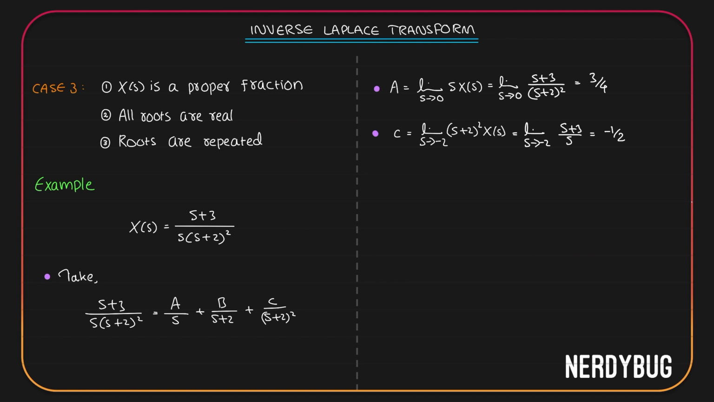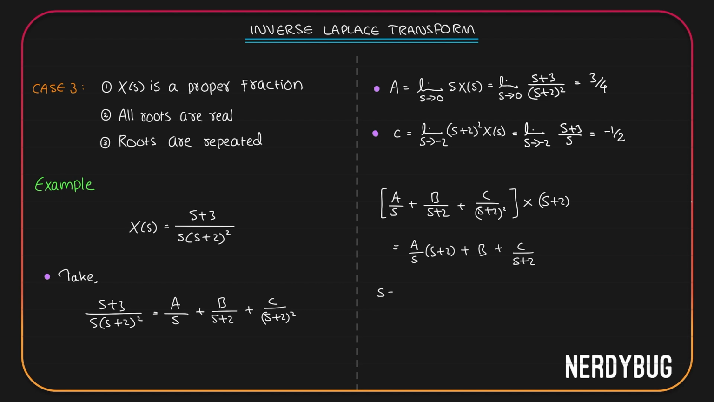Now the problem starts when we try to find out B. To find B, let us take A by s plus B by (s plus 2) plus C by (s plus 2) whole square, which is our X of s, and let us multiply it with the denominator corresponding to B, which is (s plus 2). Now if you do that, the first term will become A by s into (s plus 2), the second term becomes simply B, the third term becomes C by (s plus 2).